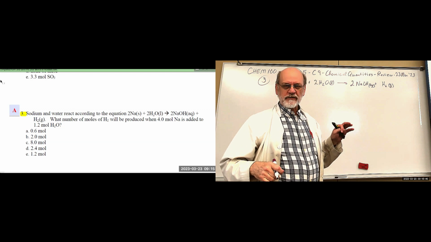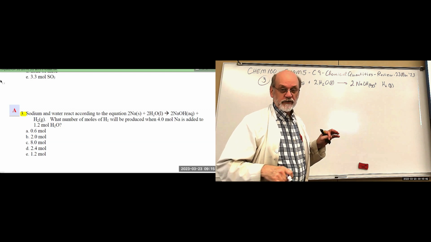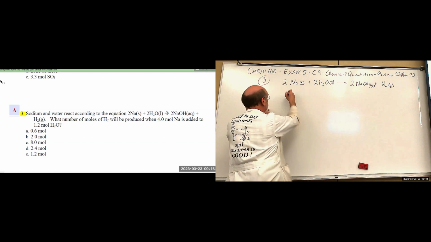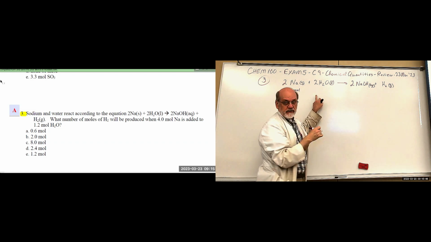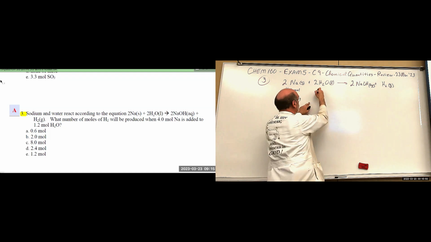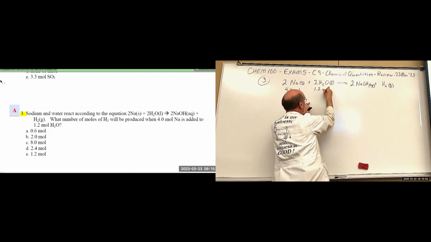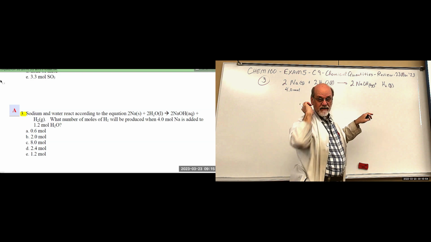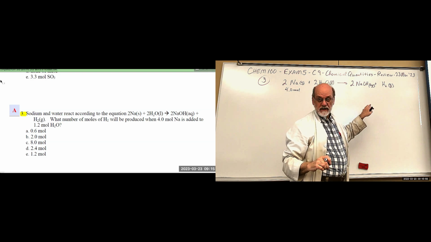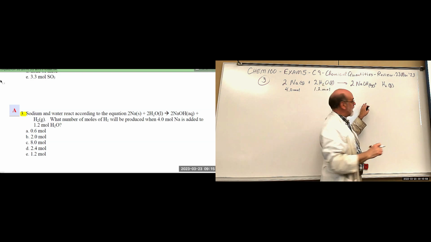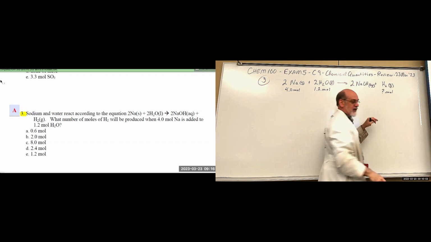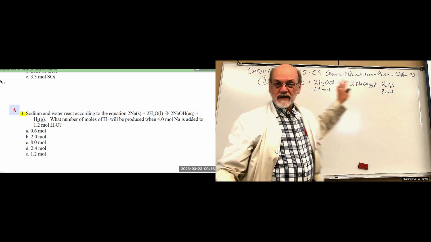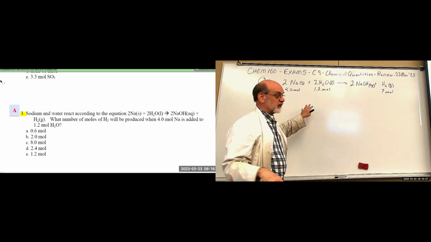What number of moles of hydrogen will be produced when 4 moles of sodium is added to 1.2 moles of water? And the answer to the question is how many moles here? So that lays out that word problem in a form that's more recognizable.